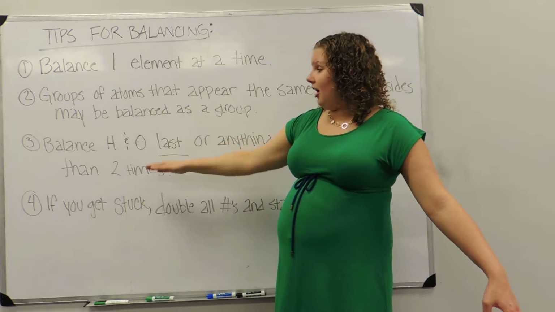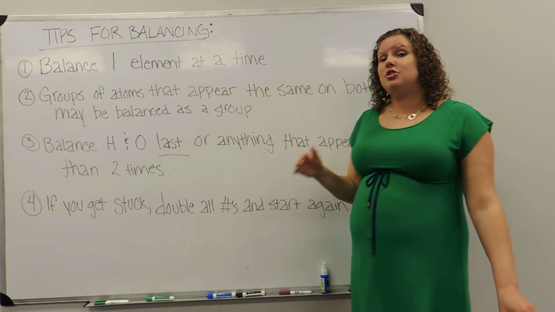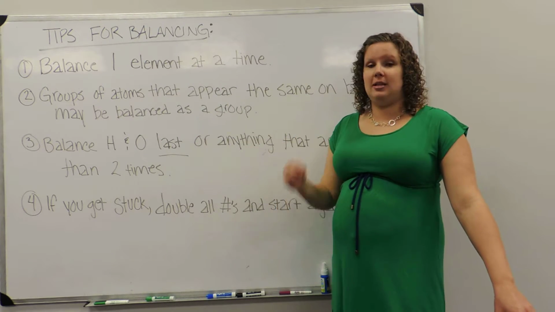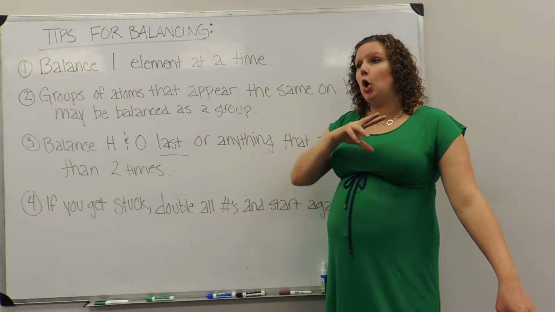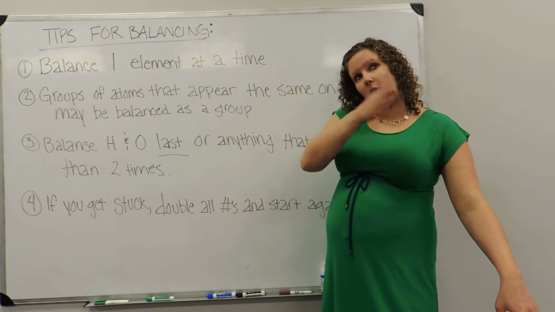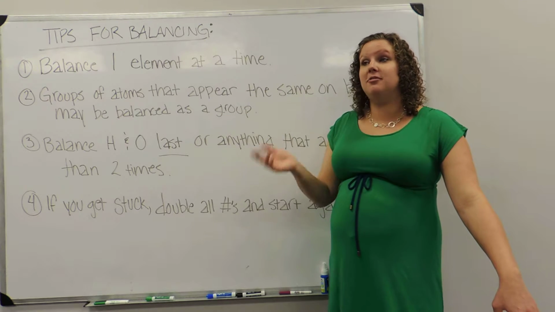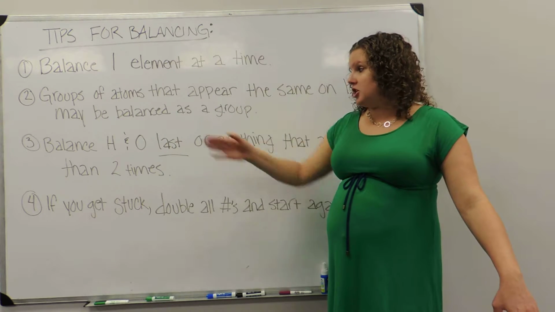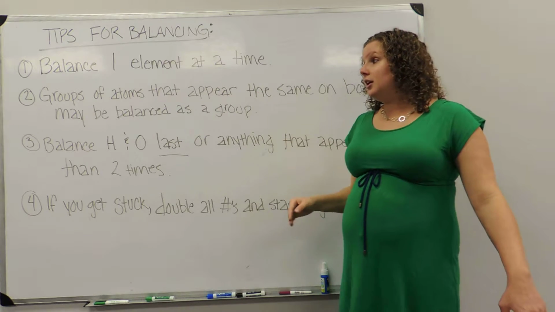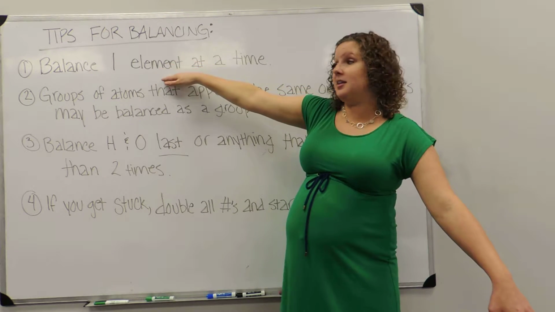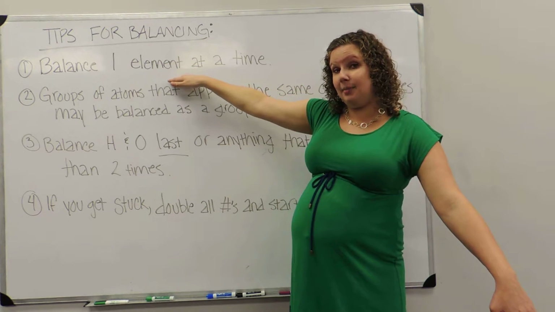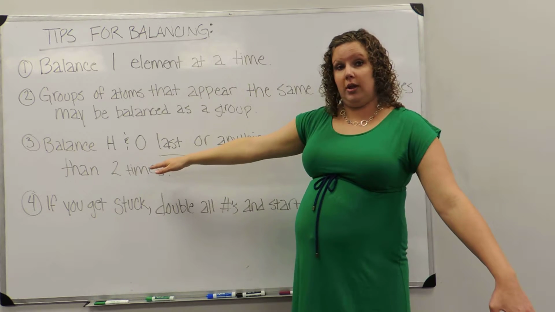Balance hydrogen and oxygen last. Okay, usually those two are the hardest to balance because they appear multiple times. There's not just one hydrogen in the reactants and one in the products. You'll see it appear 2 or 3 times, sometimes even 4 across the equation. Same thing with oxygen. So really, when you're choosing, back up at the top, balance one element at a time, don't choose H and O to start with.